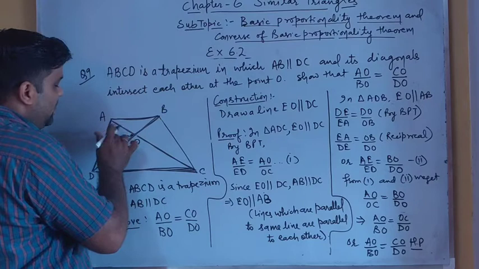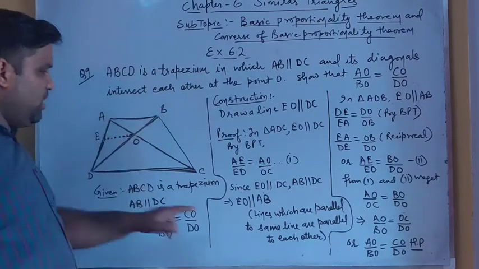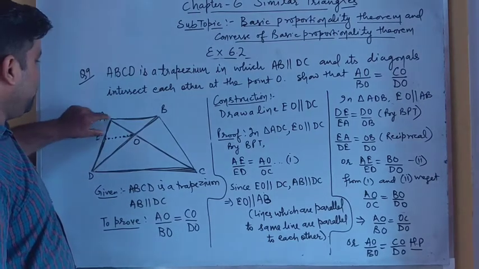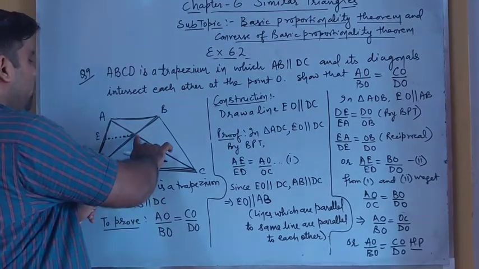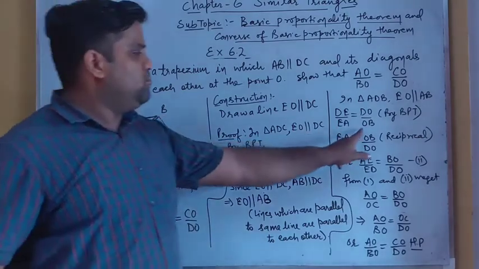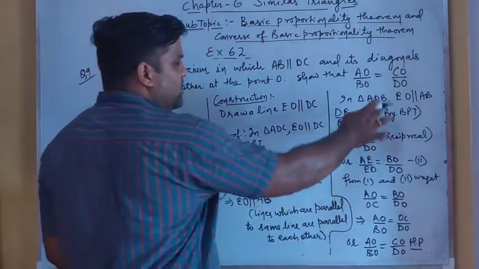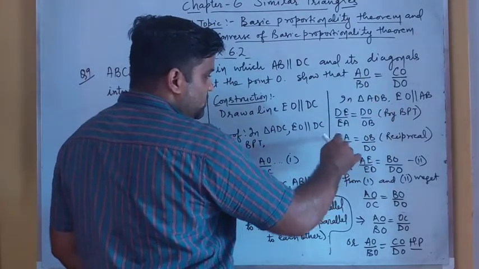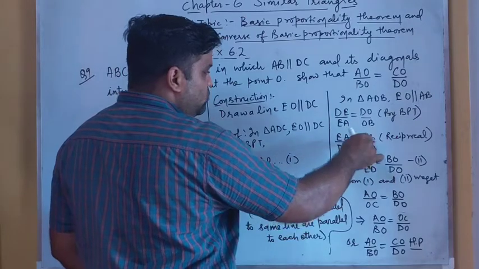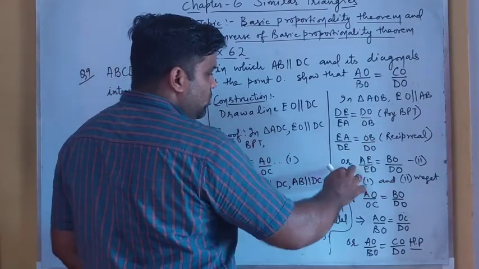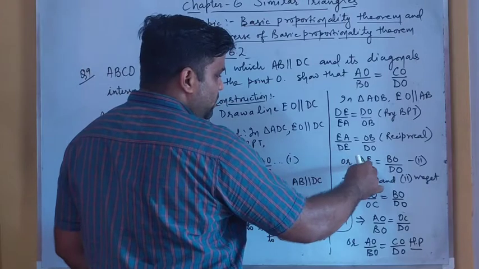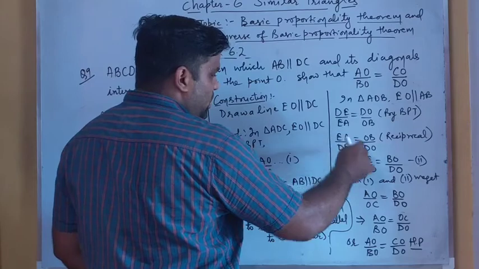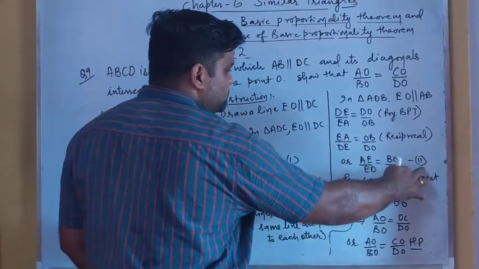In triangle ADB, as EO is parallel to AB, by the basic proportionality theorem we write DE by EA equals DO by OB. Here, on taking the reciprocal of this, as we want to prove this result, we can write EA upon DE equal to OB upon DO, or EA by ED equal to BO upon DO. AE or EA both are the same, so we consider it as equation number second.